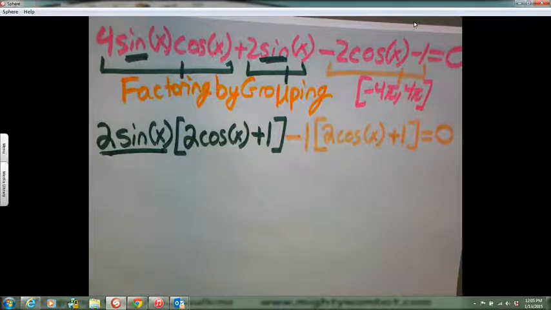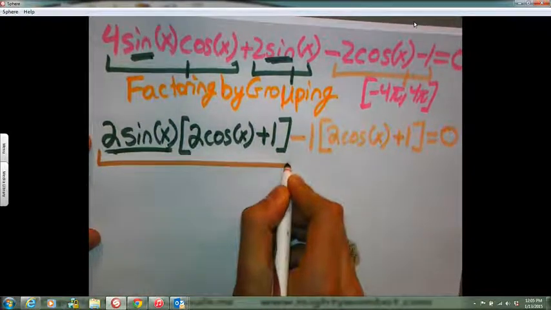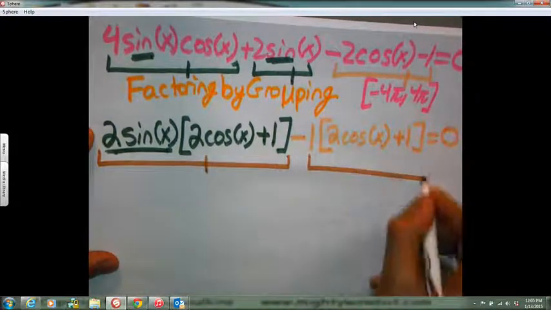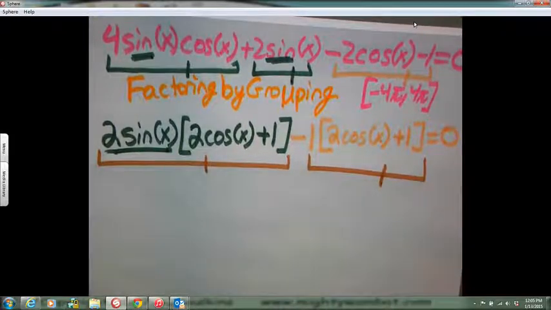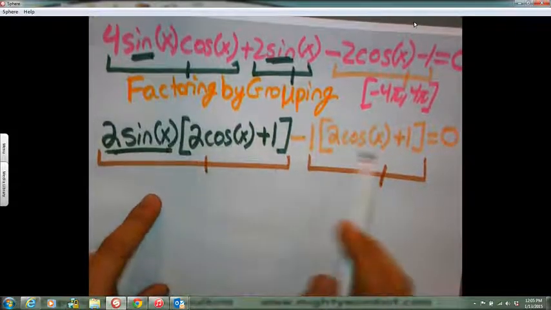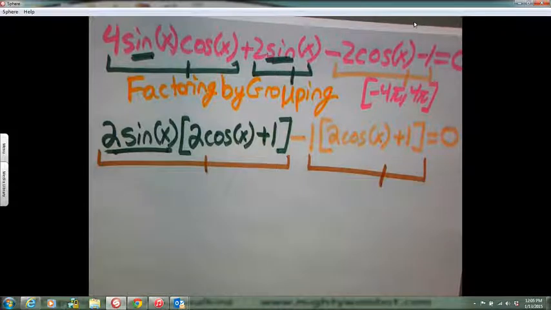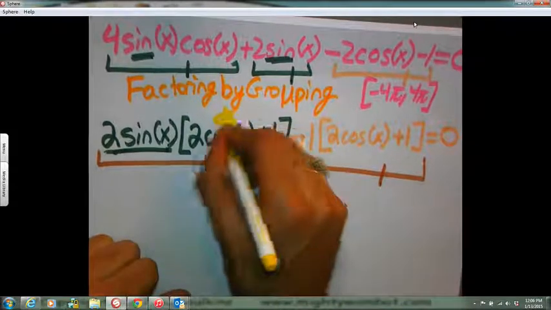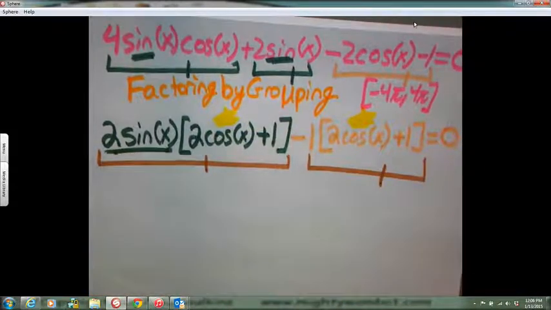Okay. So the next step is, now we have 2 terms. 1 term, 2 terms. So we need to do the same process again. Looking at these 2 terms, what do they have in common? Well, they both have the same bracketed part. So take that bracketed part outside. Factor that out. So outside you have the 2 cosine of x plus 1.